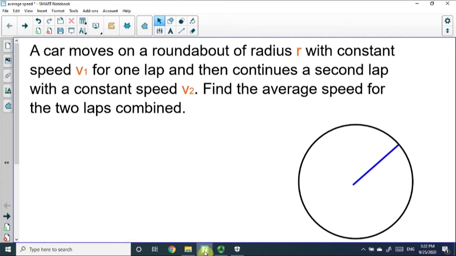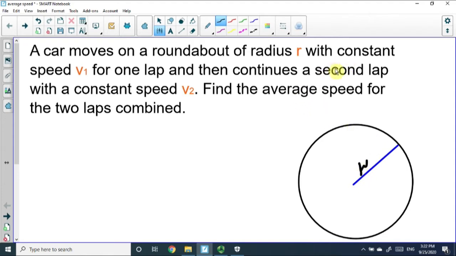Welcome to this video. We will solve the following problem. A car moves on a roundabout, so that's circular motion, and this roundabout, this circle, has radius r. So here on the figure, this is r, that's the radius.